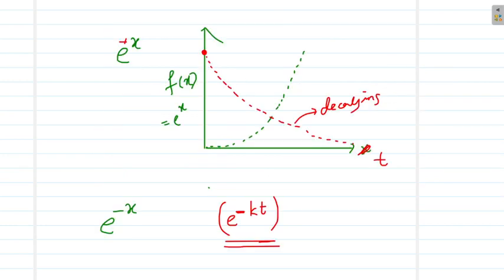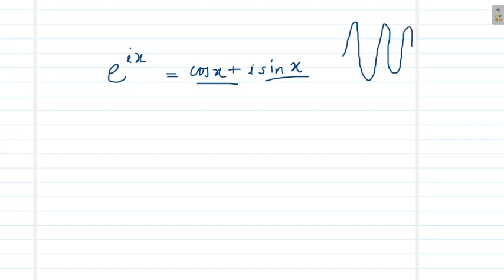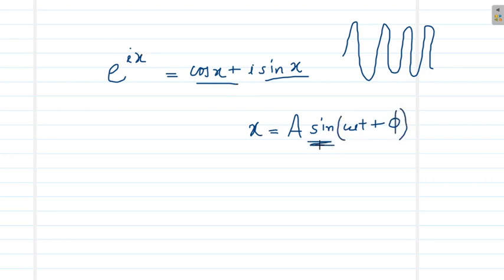And now the second function that you need to remember is the e raised to ix function. You can expand this as cos x plus i sin x. e raised to ix actually corresponds to an oscillating solution. So if cos x and sin x are coming in the solution, then you can easily understand that there will be some oscillating behavior in the system. For example, in the case of an oscillator, the solution is x equal to a sin of omega t plus phi, right? So this actually means that the system is oscillating.